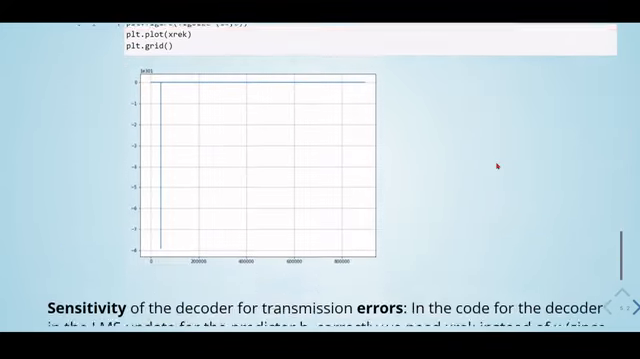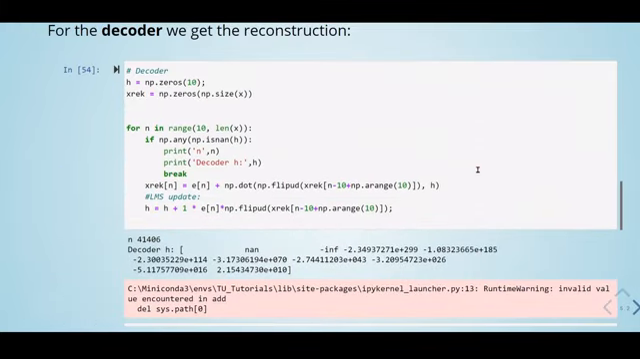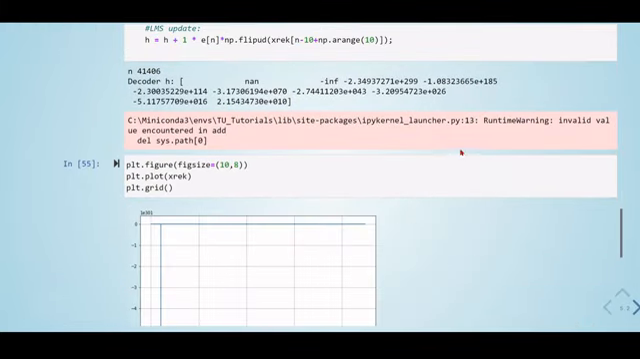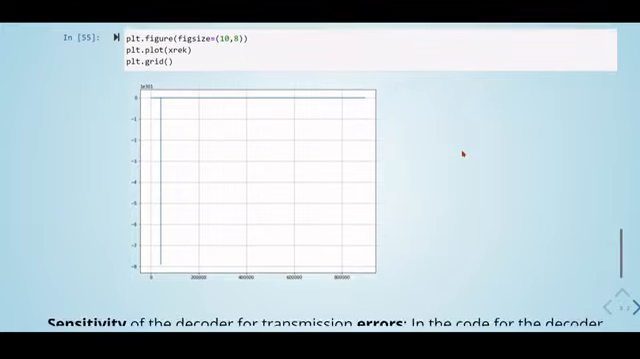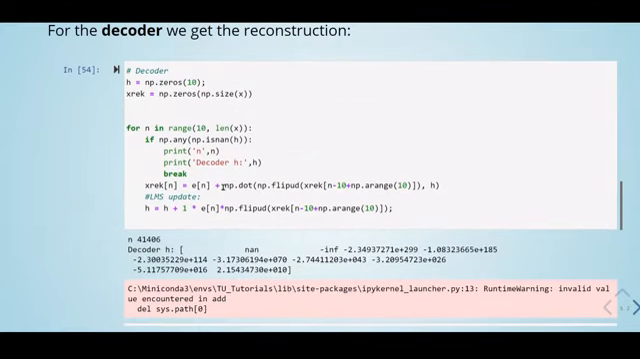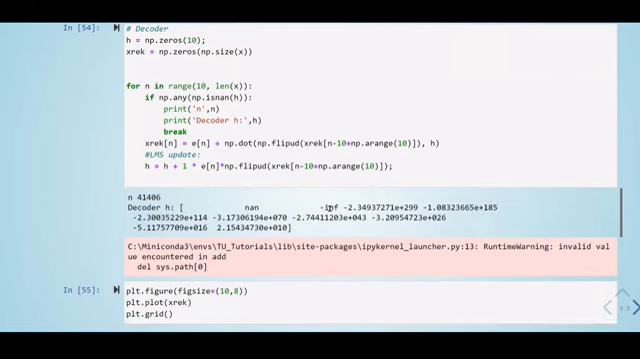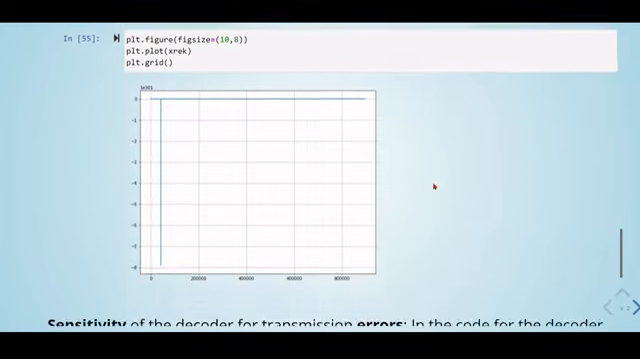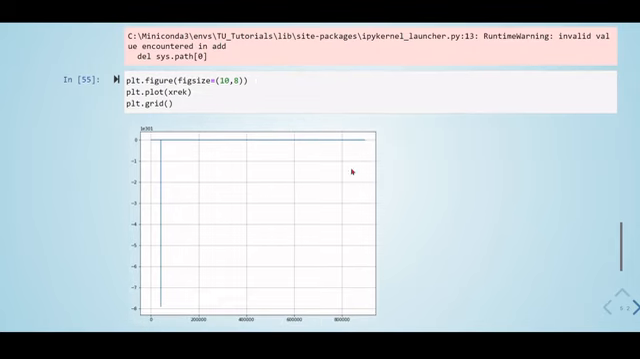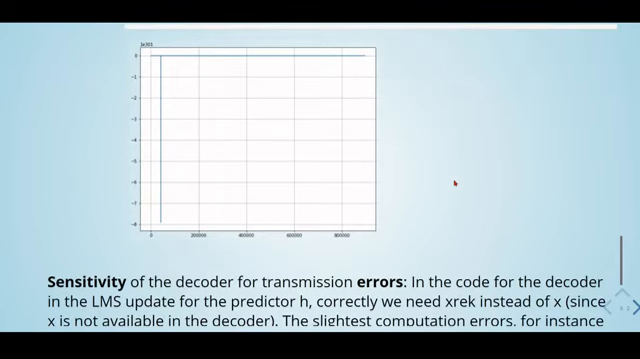But we have some problem. In the decoder, we need to pay attention to the sensitivity. So when we start here, there's the update rule. We initialize with zeros, but we find some minus infinity here, very big values. So this is the reconstructed signal.